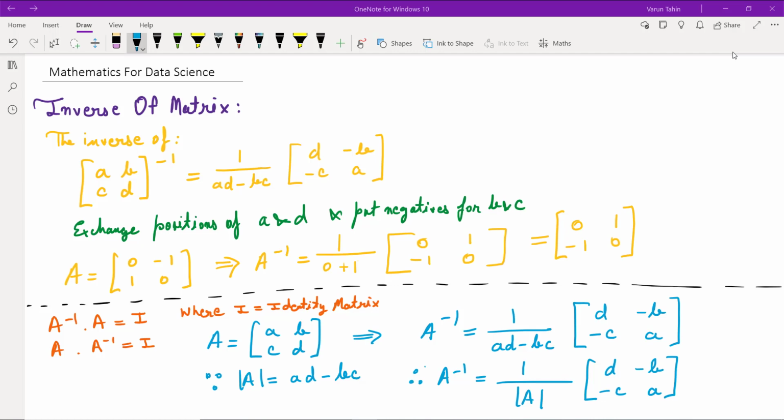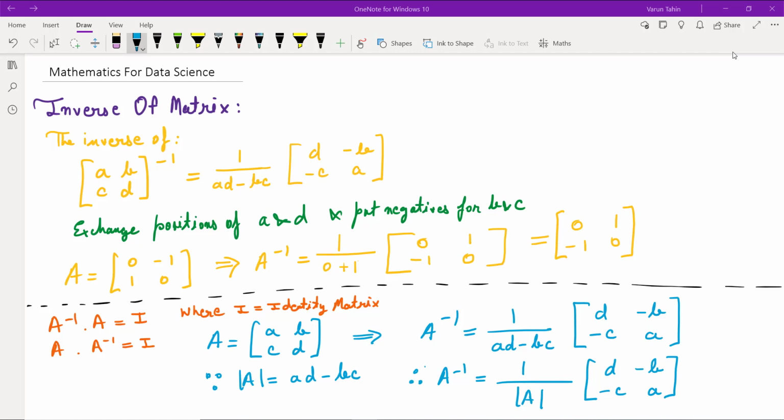So let's say that we have a matrix A, B, C, D, and we have to take the inverse of A. So the inverse of this will be 1 upon (AD minus BC), multiplied by the matrix obtained by changing the positions of A and D and putting negatives for B and C. Okay, so here the positions of A and D will be changed and the sign will be inverted for B and C. So now let's look at one of the examples.